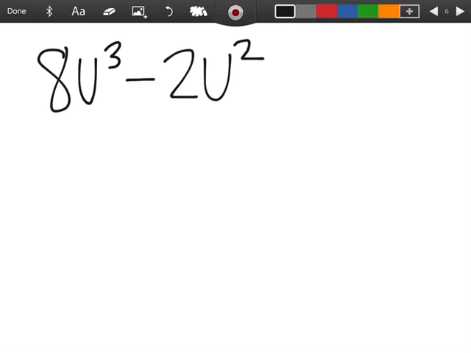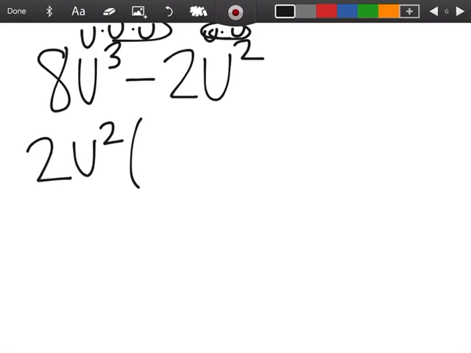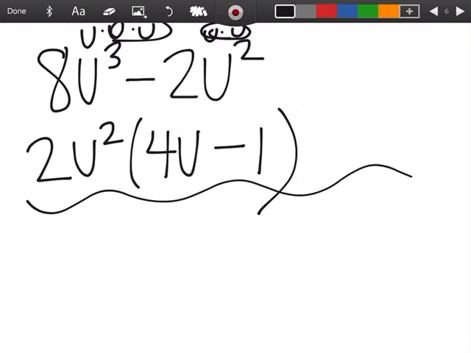So hopefully we recognize that there are some things in common in both of these terms. They both have, between 8 and 2, a 2 in common, and then if u to the third is u times u times u, and u squared is u times u, then I can factor out the u squared. So in the first term, I'm left with 4u, and in the second term, everything divided out, reduced to be 1. So I've got 2u squared times the quantity 4u minus 1.